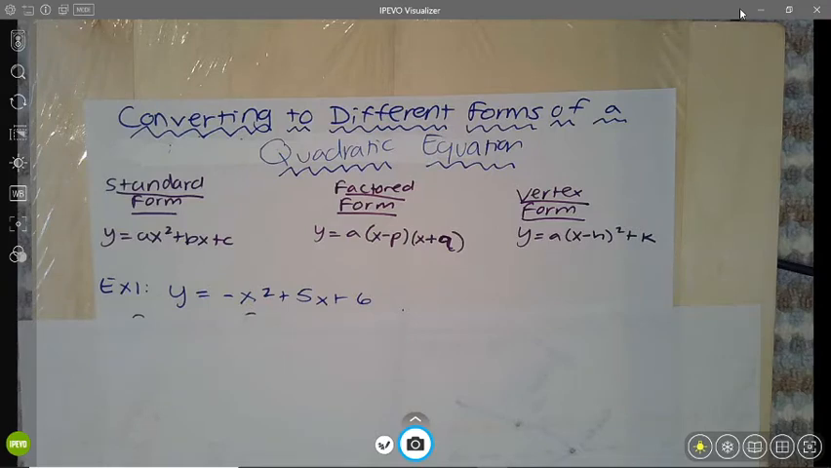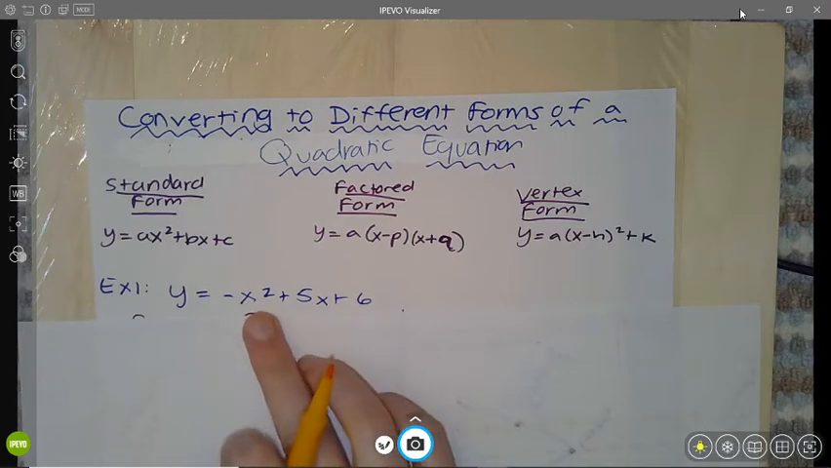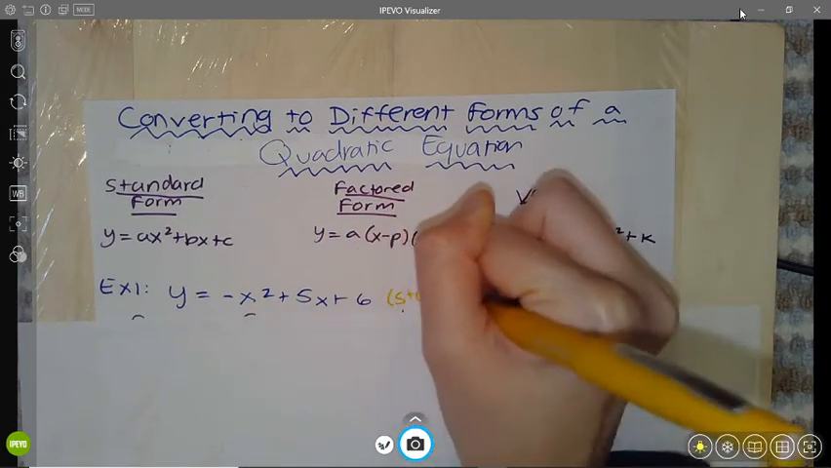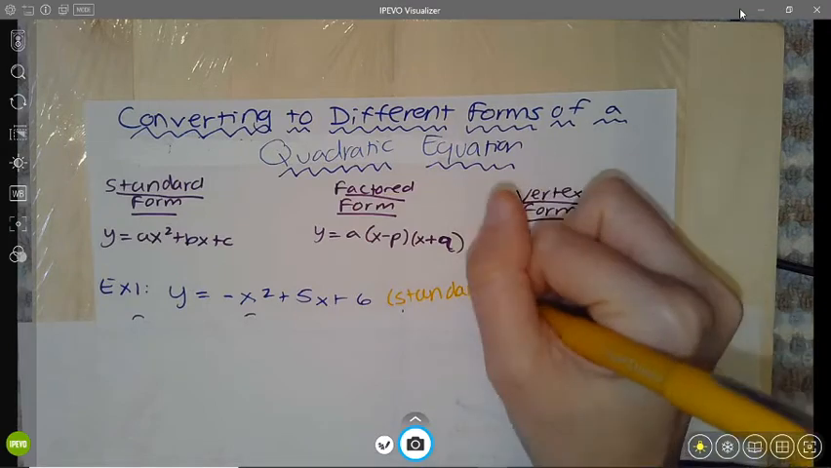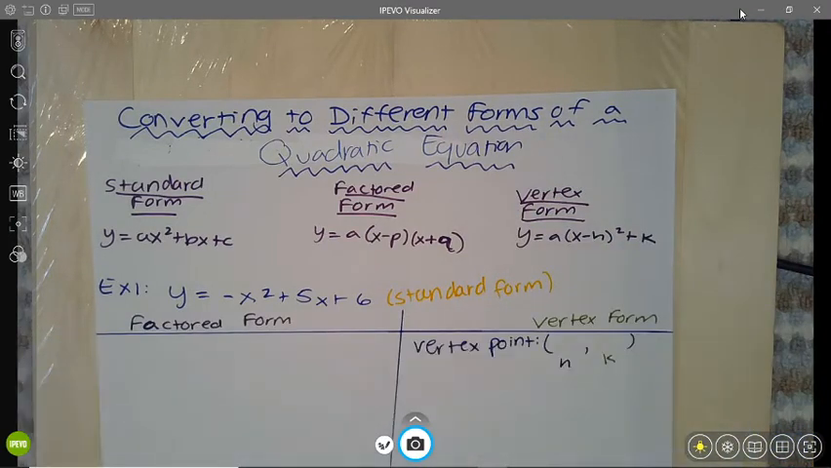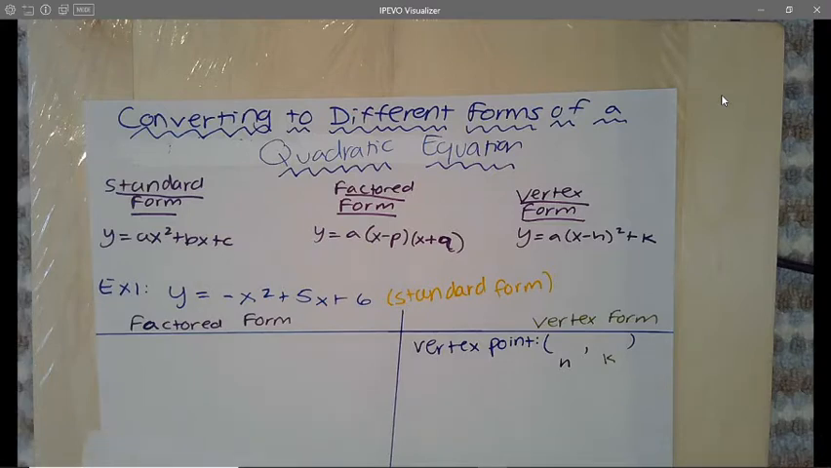Okay, so in example 1, this is in the form ax squared plus bx plus c, which means we're starting from standard form. Okay, so we're starting from standard form, which means we need to convert this thing to the other two forms, which is factored form and vertex form. Okay, so I'm going to show you how to do each of these forms.